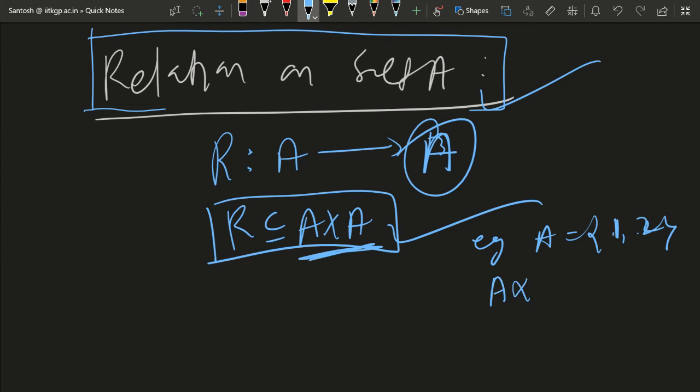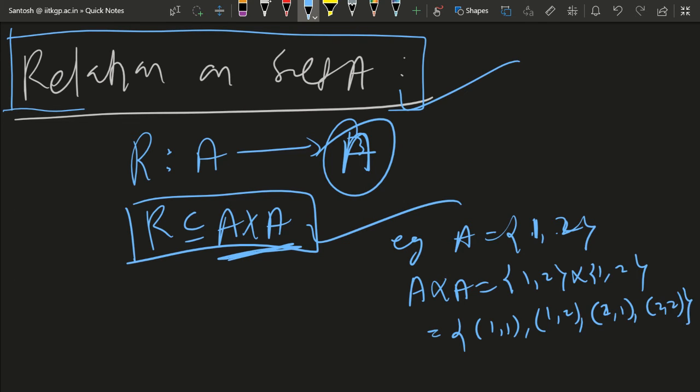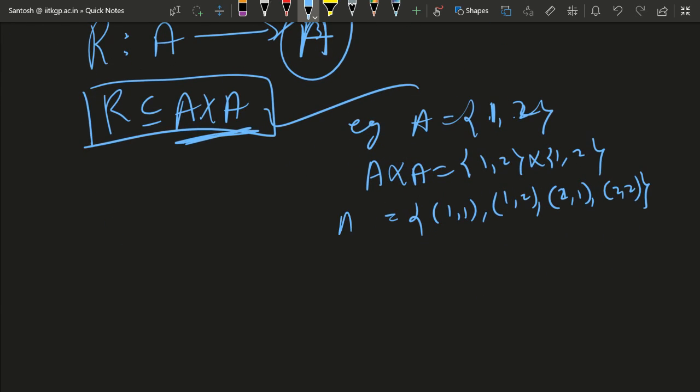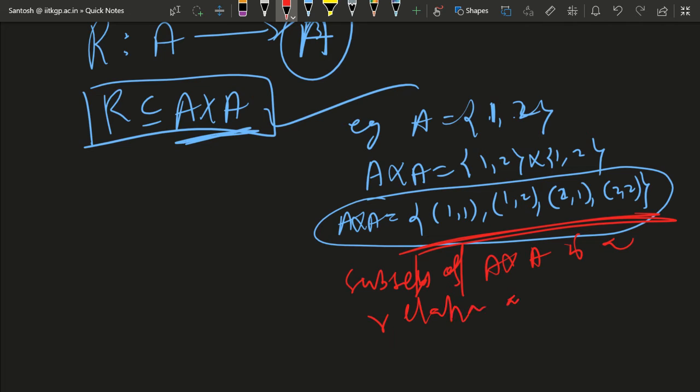So A cross A, you will multiply set A by set A only. So it will be (1,1), (1,2), (2,1), (2,2). So this is A cross A. And again, any subset of A cross A will be a relation on set A. So subsets of A cross A are relations on set A. This is the mathematical definition of a relation on set A.